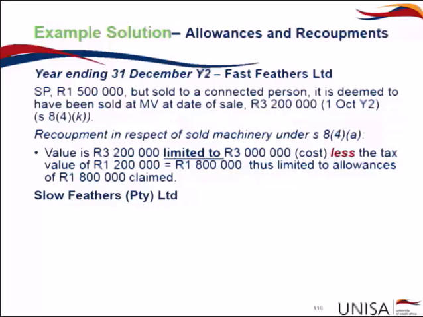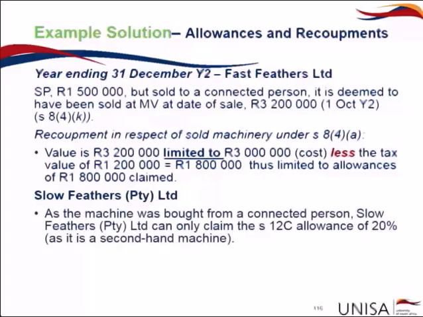For Slow Feathers, which is now the subsidiary company that acquired this manufacturing machine, what are the tax implications? Well, because the machine was bought from a connected person, Slow Feathers, we need to apply the section 12C allowance rules. It is second hand, so they will get 20% for 5 years.